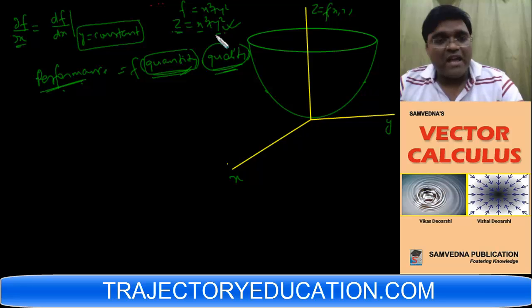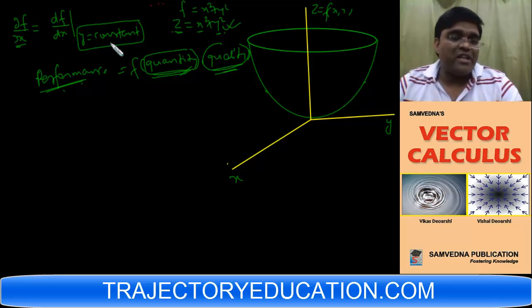See, this is the figure which I have drawn for z equals x square plus y square. I'll tell you what y equal to constant tells you geometrically. We must understand this partial derivative geometrically also. I told you what is the need of partial derivatives, right? Now I'll try to give you the geometrical significance of partial derivatives. This is the function z equals x square plus y square, which I have plotted over here.